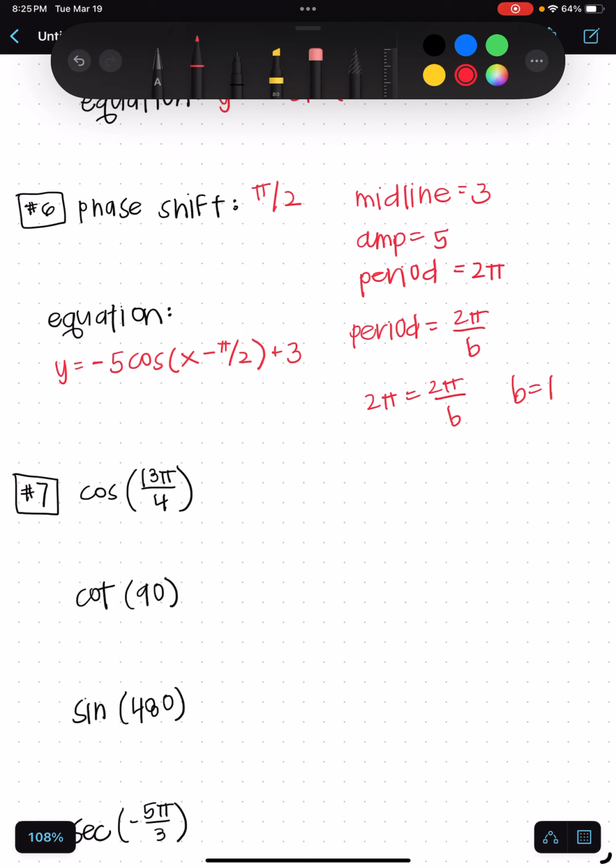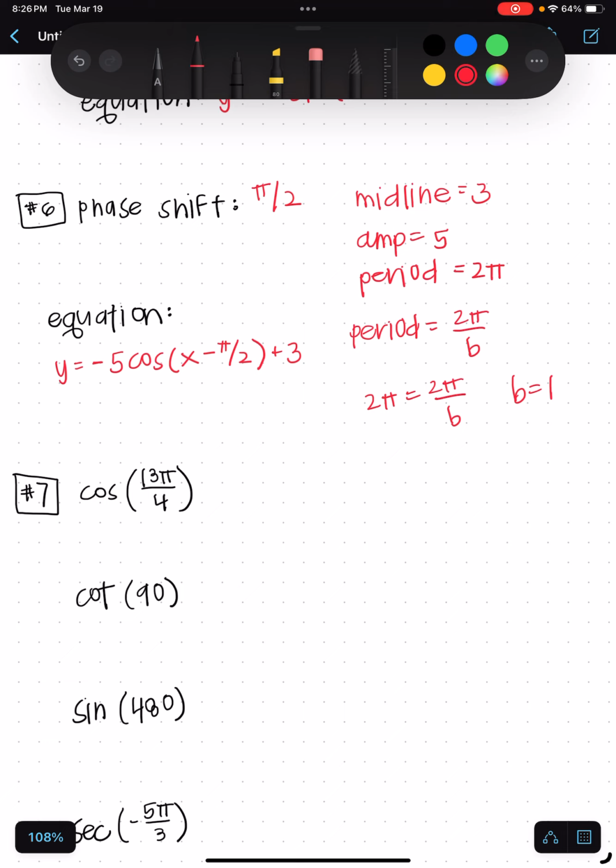All right, and then the next question that we need to talk about is question number 7. So question number 7 uses a couple of different things. It uses the unit circle, but it also uses something called periodicity. Sorry, let me Google a unit circle really fast. So it also uses something called periodicity.